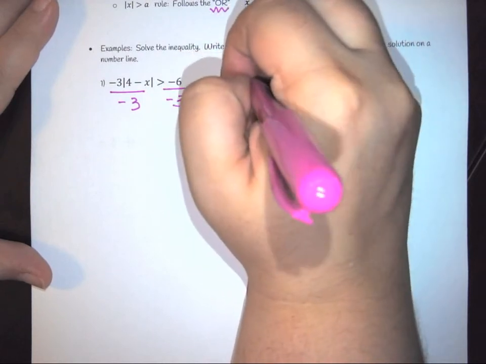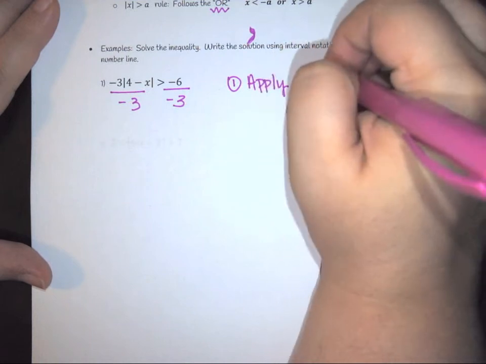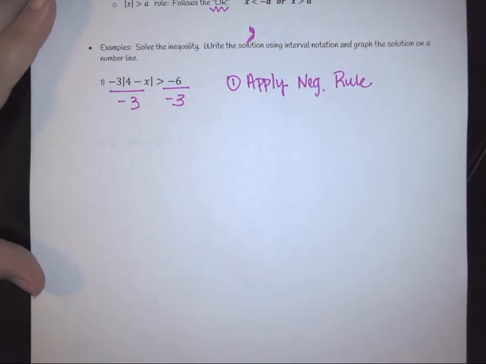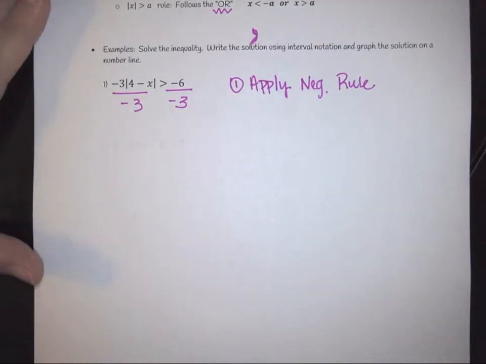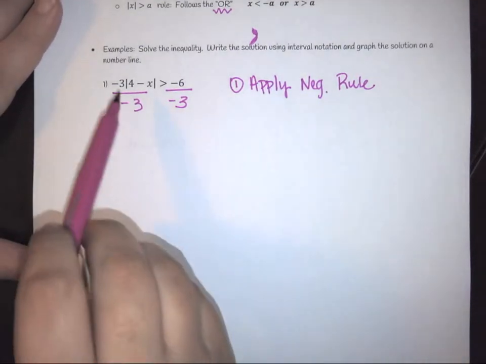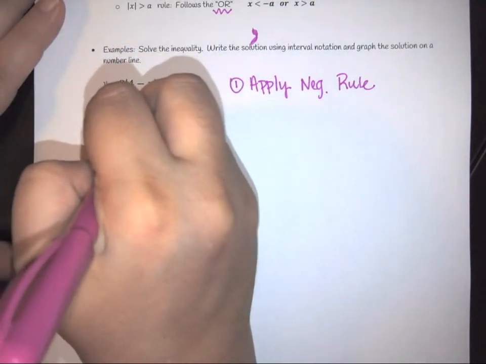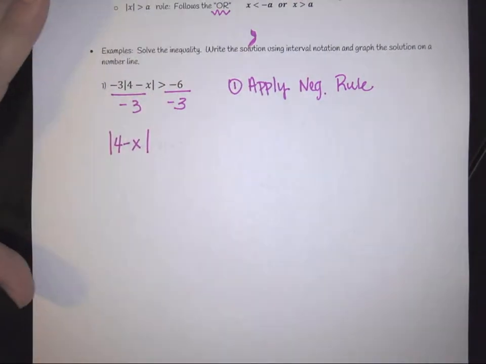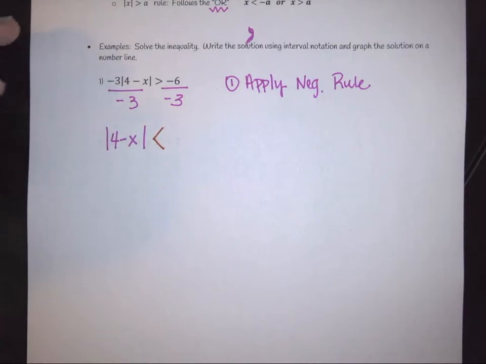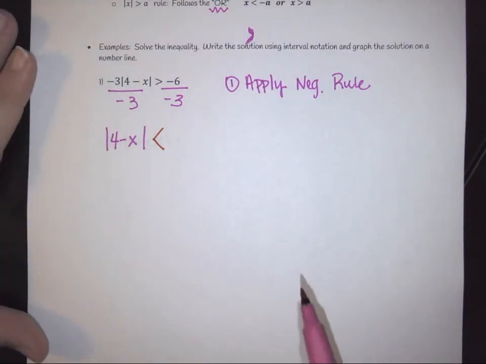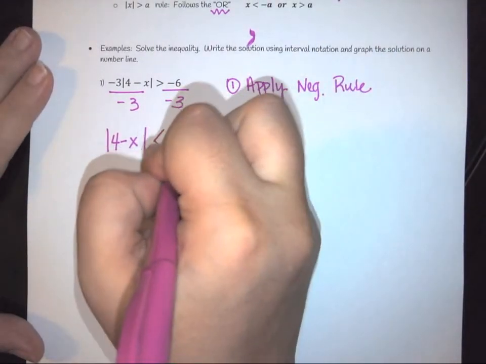In doing so, there's a couple things that are happening here. First, we have to apply your negative rule. Your negative rule says that when you multiply or divide by a negative, you have to flip the sign. So when I divide on this left-hand side, it goes away, leaves me with the absolute value. I have to flip my sign according to my rule, so it goes the other direction. And then negative 6 divided by negative 3 gives me a positive 2.